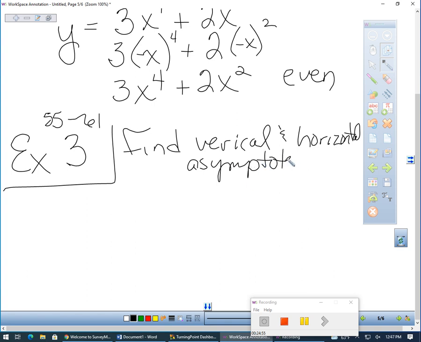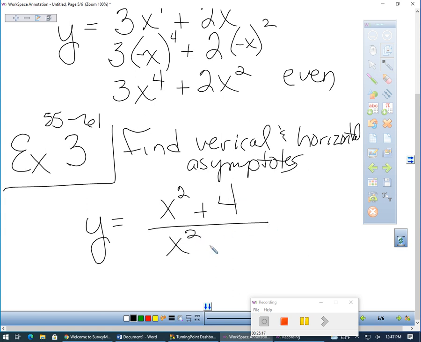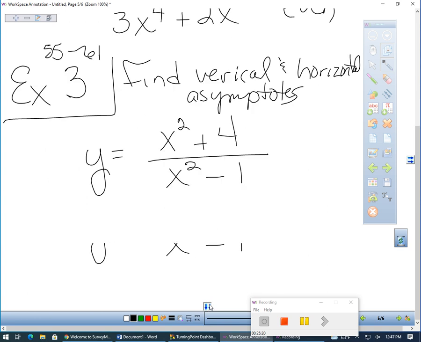All right, here we go. Of course, you got to do some factoring. So let's go with y equals, how about something like x squared plus 4 over x squared minus 1? So the first thing we have to do before we can decide on vertical and horizontal asymptotes is first, let's factor everywhere. We only need to factor the denominator to start with. That happens to be the what?